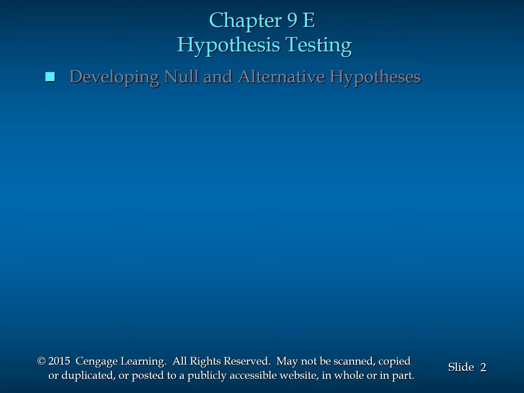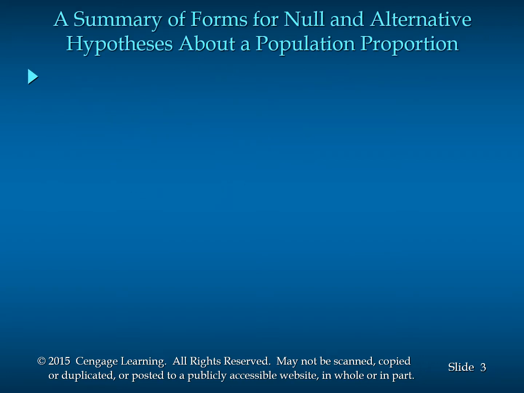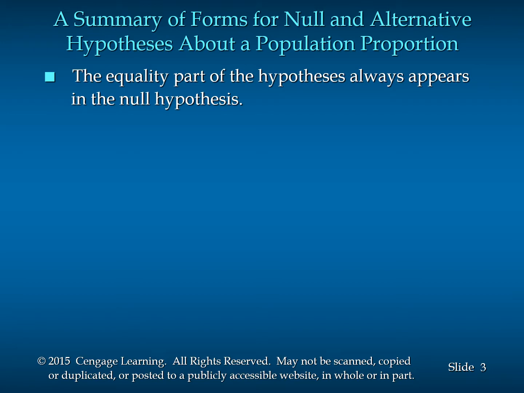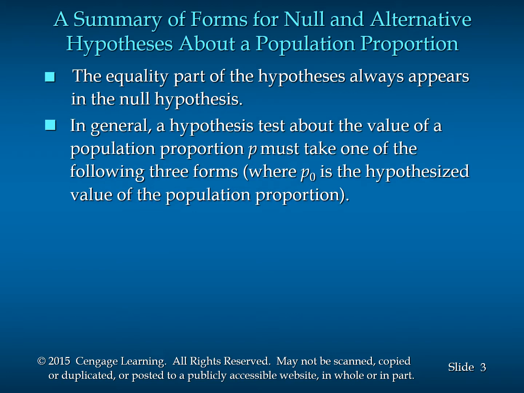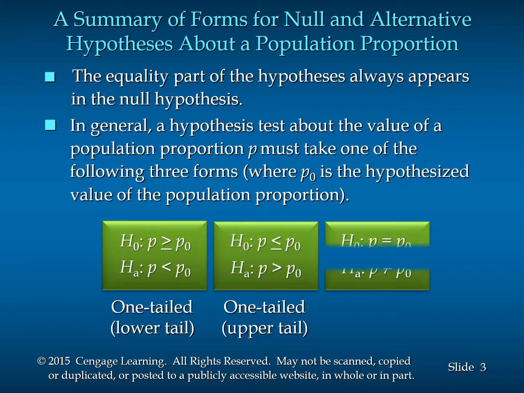This last lecture in Chapter 9 takes us through the hypothesis testing for a population proportion. The format of the null and alternative hypotheses for the three types of tests are shown here. This is the same format as with hypothesis testing for the mean, for one-tailed lower, upper tail, and two-tailed test.